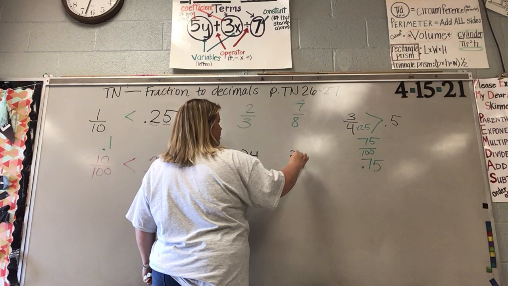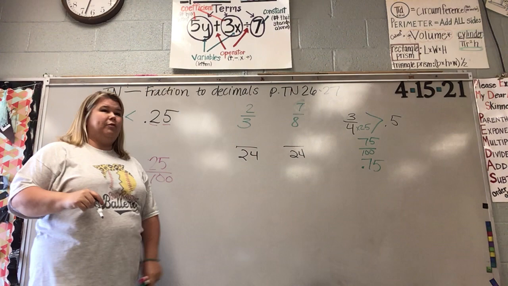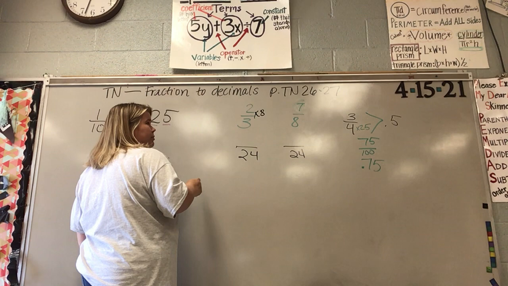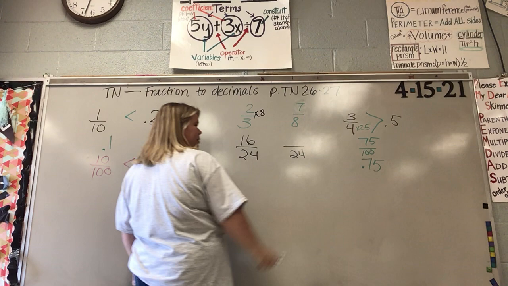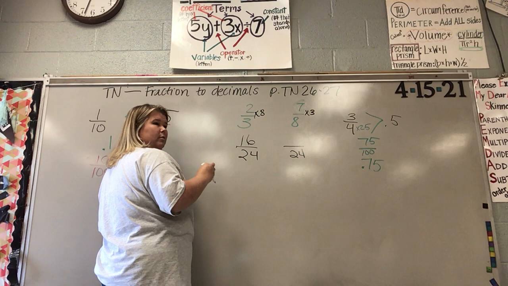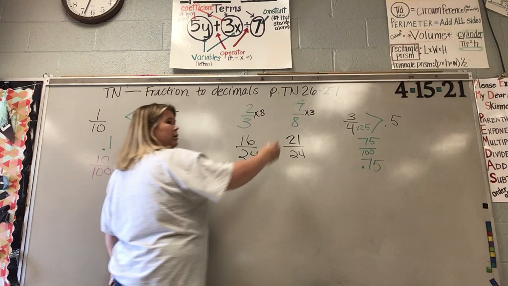What did I do to 3 to make them 24? Times 8. So 8 times 2? 16. What did I do to 8 to get it to be 24? Times 3. So 3 times 7 is? 21. Who's greater? 21 over 24. Some of y'all are off in La La Land.